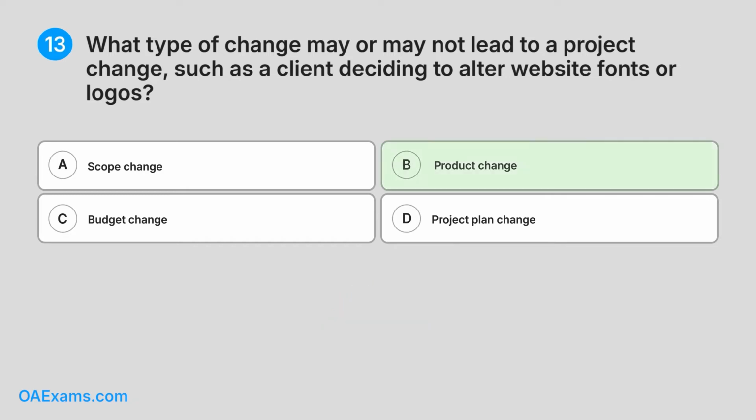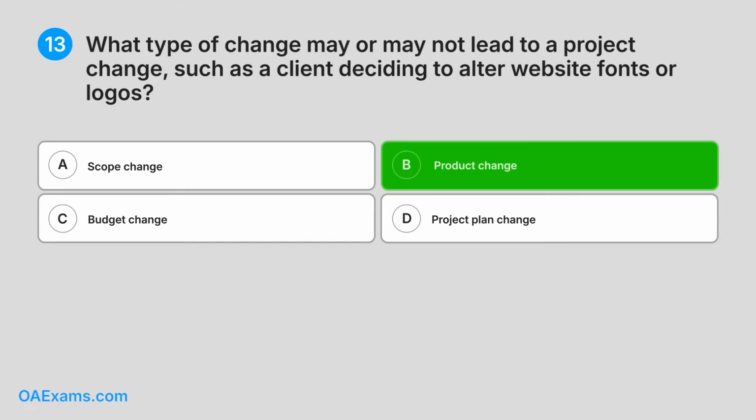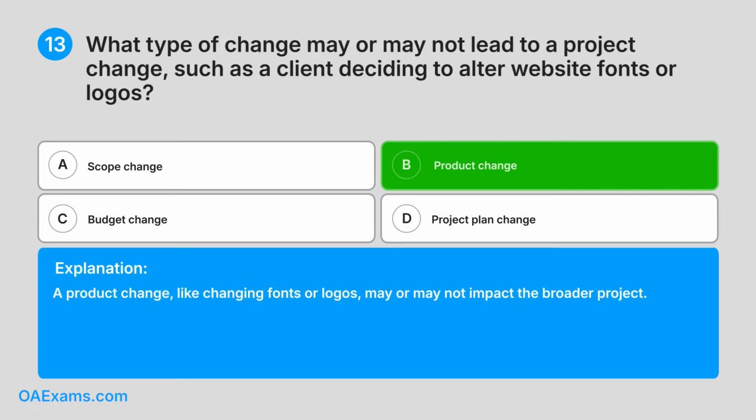Correct answer: B. Product change. Explanation: A product change, like changing fonts or logos, may or may not impact the broader project.